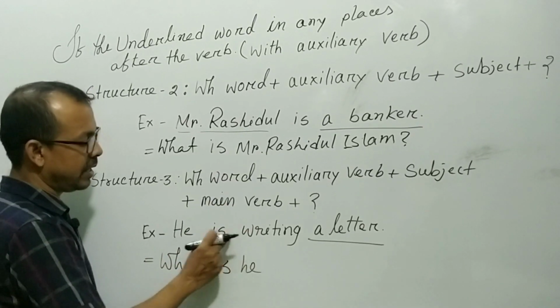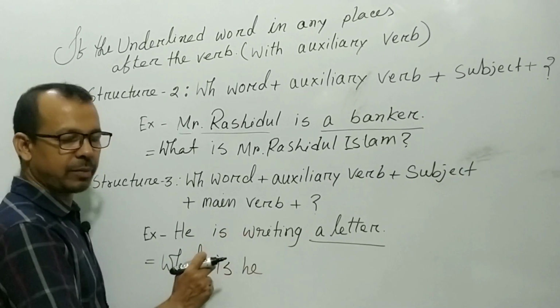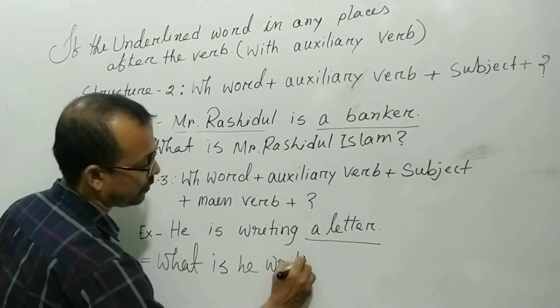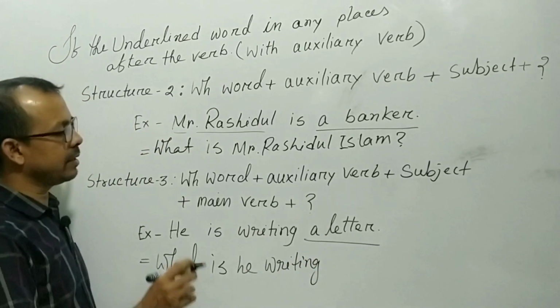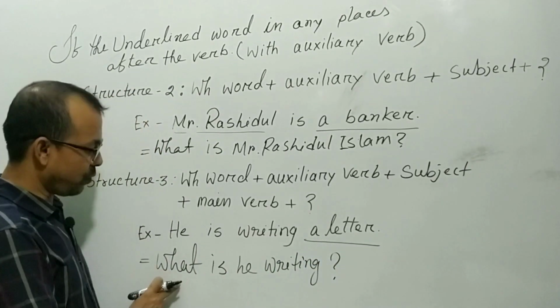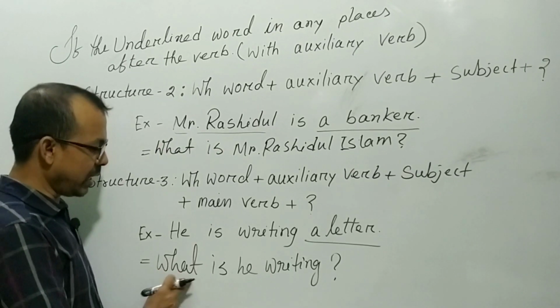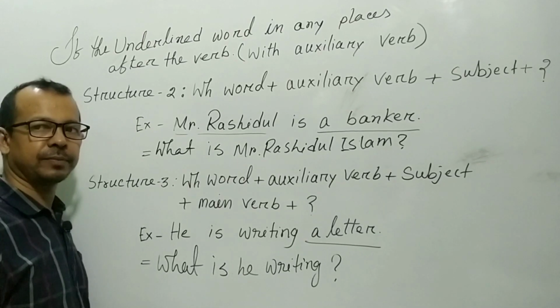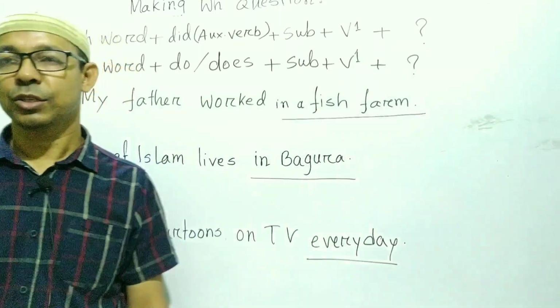Then the main verb of the sentence. Here you can see is is the auxiliary verb and writing is the main verb. So write here writing. Then question mark. So write here question mark. So the question is, what is he writing? Okay, my dear student.